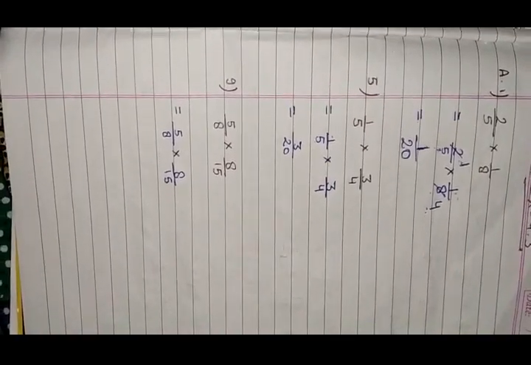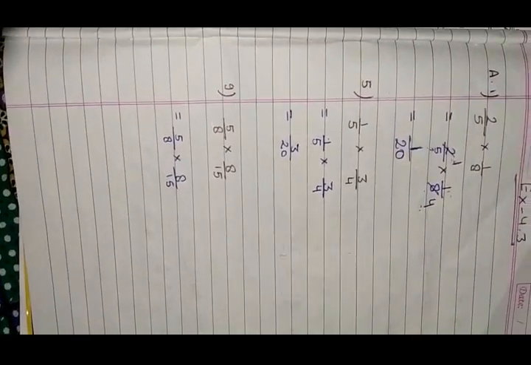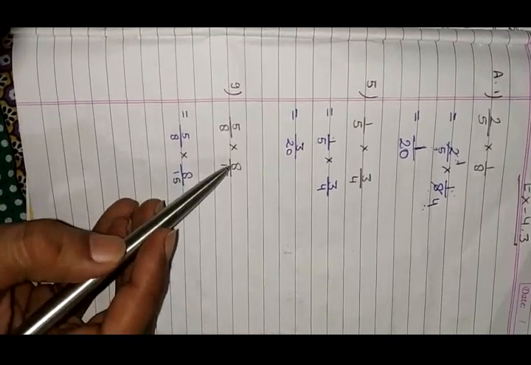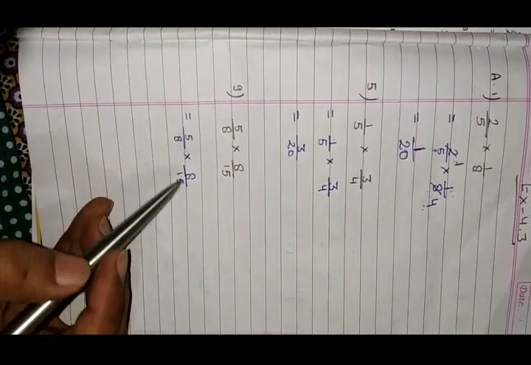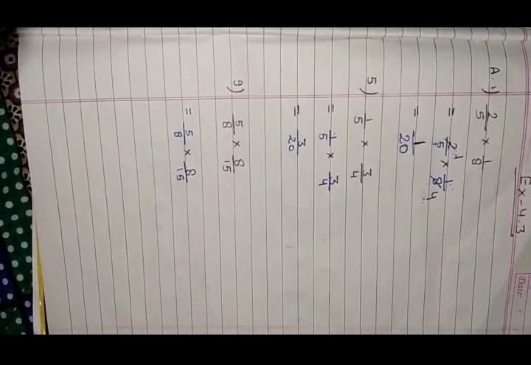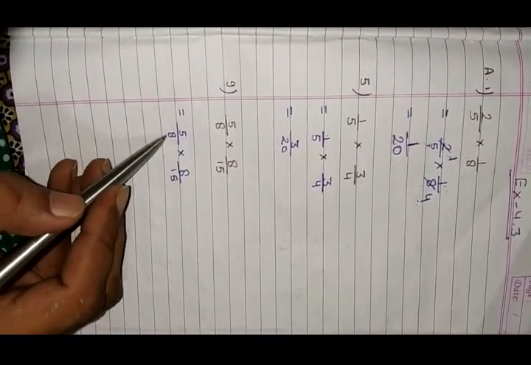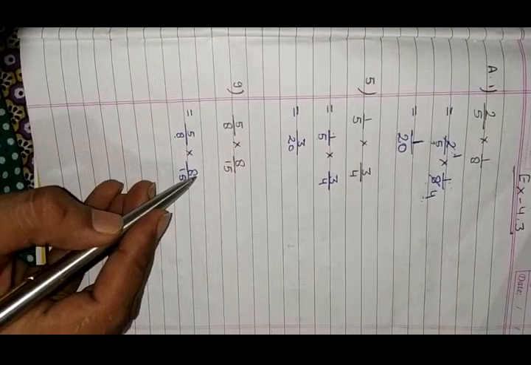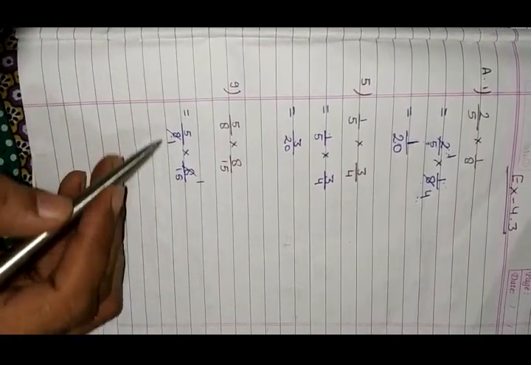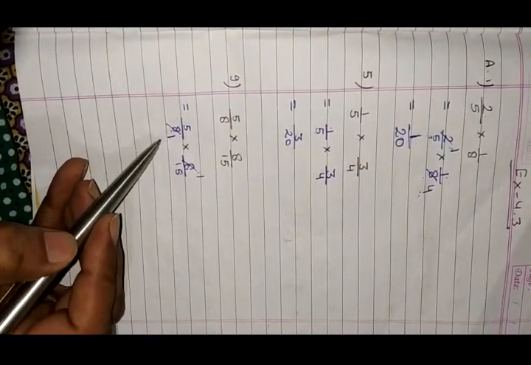In question number 9, 5 by 8 into 8 by 15. Okay. Remember, don't start cancellation of common factor in the question. First we will write the question here, then we will start the cancellation of common factors. Now in numerator there is 8 and denominator also 8. So we can cancel out 8 by 8. 8 ones are 8 and 8 ones are 8. Both 8 cancel out each other because this 8 is in numerator and this 8 is in denominator.